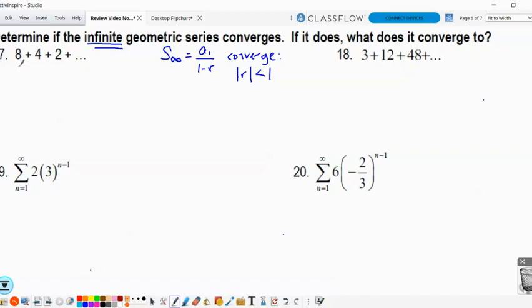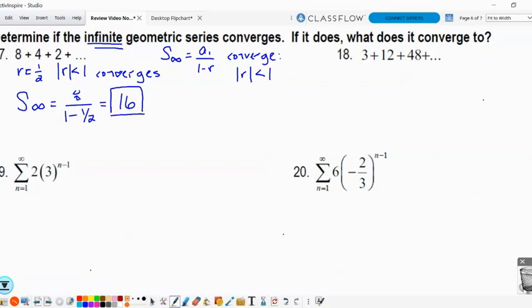So as we look at 17, our common ratio is 1/2. Therefore, r is less than 1. This series converges. And we're able to find the infinite sum by plugging in our first term of 8 and our common ratio of 1/2, and that gives us an infinite sum of 16. In number 18, our common ratio is 4.